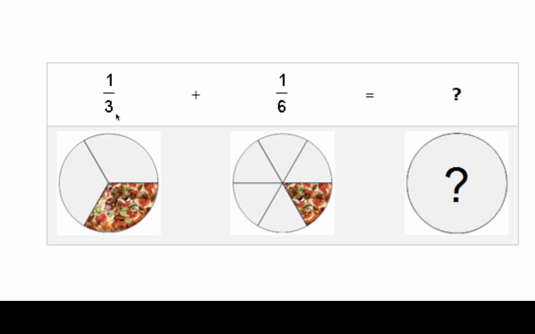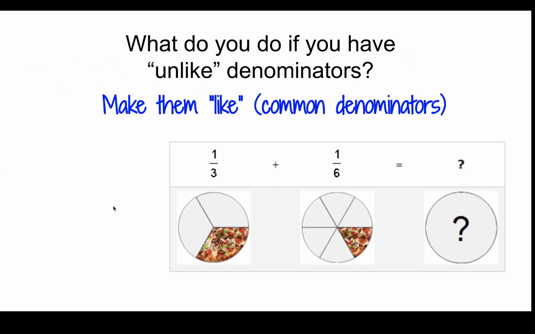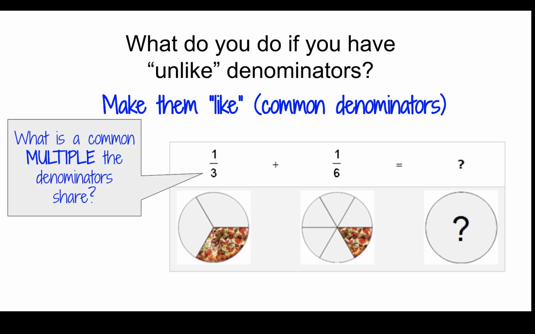My first task, if I'm working with unlike fractions where I have unlike denominators, is to find a common denominator. I need to think, what is a common multiple my denominators share? So look at 3 and 6. What is a multiple? Remember, multiples are what we get when we multiply together.